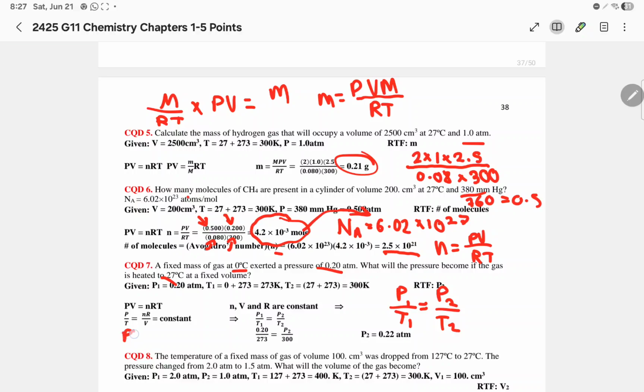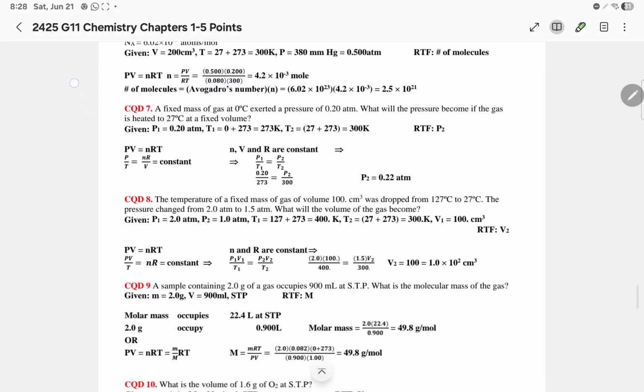We could use PV equals nRT, of course, and cancel what we don't need. We don't need R, we don't need n, we don't need V. We need P and T. So P1 over T1 equals P2 over T2. And you get 0.2 over 273 equals P2 over 300. P2 equals 0.22 atmosphere. Moving on.